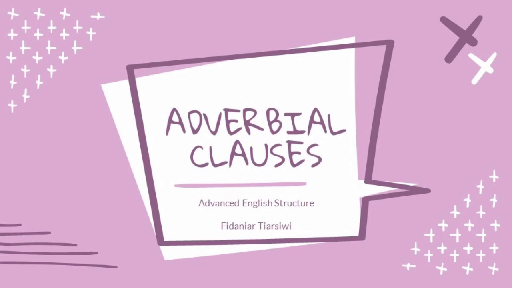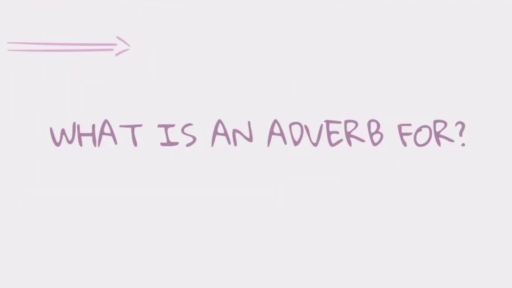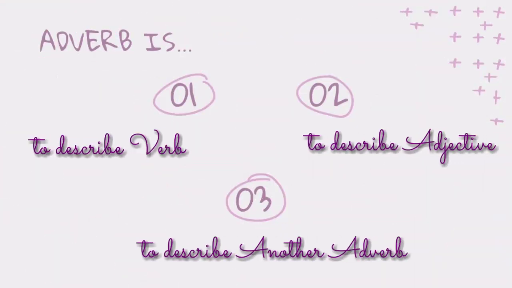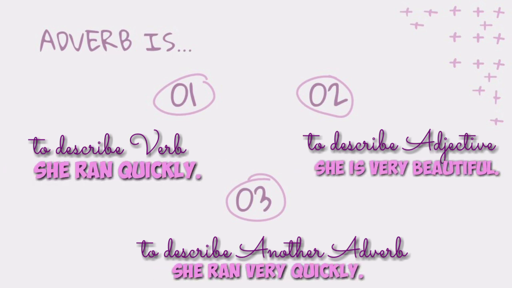Today we are going to talk about adverbial clauses. By the way, do you know what an adverb is for? An adverb in a sentence can be used to describe a verb, an adjective, or another adverb. Now look at how adverbs work in every sentence in these examples.